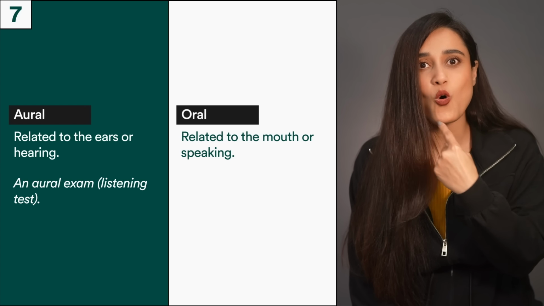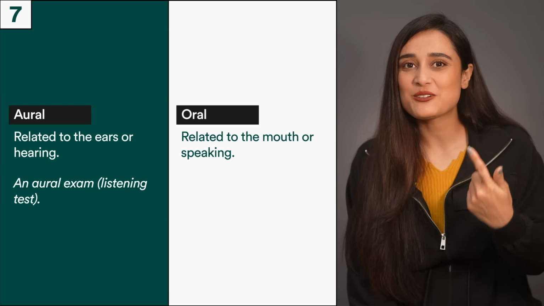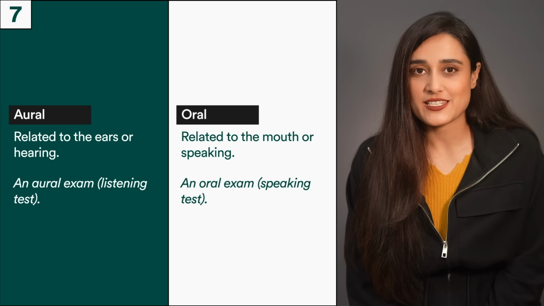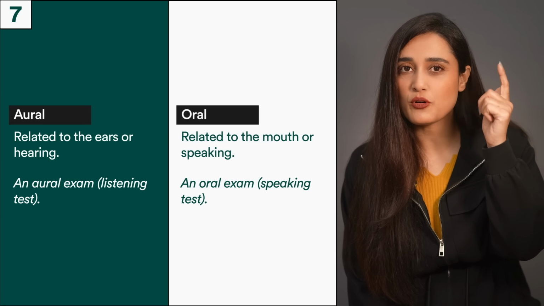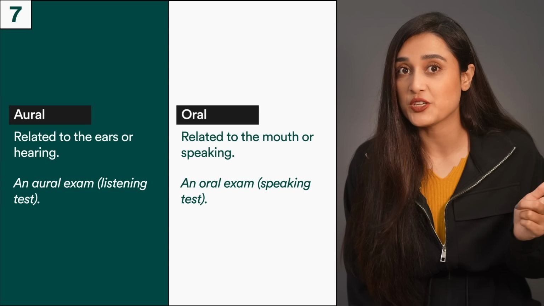So you can remember O for your mouth, okay, that way. O is for mouth, oral, related to the mouth or speaking. An oral exam, that is your speaking test. One confidence tip for you, aural with AU can also be remembered with audio, AU again.